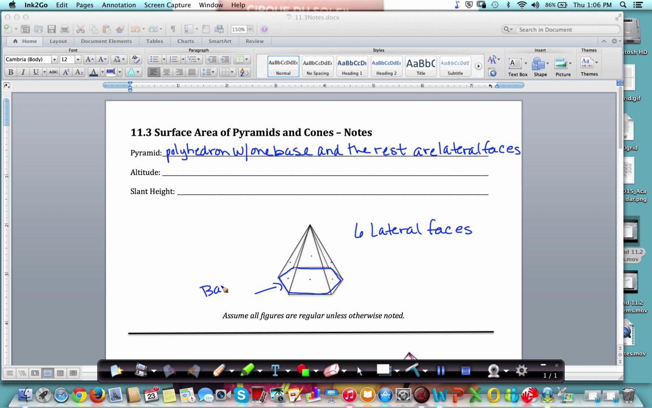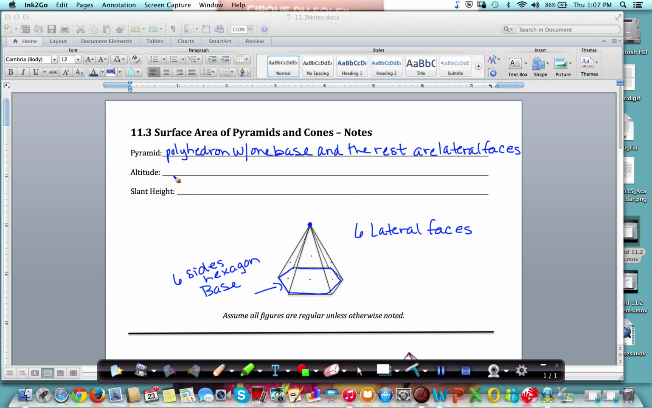6 sides. And since there are 6 sides, we know that it is a hexagonal pyramid. So the base is a hexagon, so now we know it's a hexagonal pyramid because it has a hexagon for a base. If it was an octagon for a base, it would be an octagonal pyramid. So we name it by the shape of its base and then the fact that it's a pyramid. All the lateral faces meet at the top at that one spot.